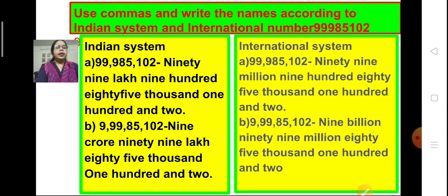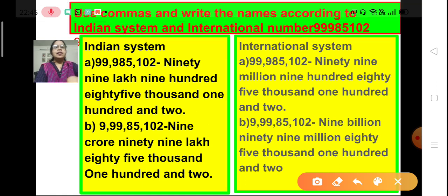Here according to Indian system, it is given like this. From the right, after 3 digits 1 comma is there, and again after 3 digits 1 comma is there, and the name is given 99,985,102. Is it right? No, because in Indian system of numeration, the first comma comes after 3 digits from the right, and then after every 2 digits the comma will come, and it is given 99,985,000. 100,000 we don't use in Indian system of numeration.